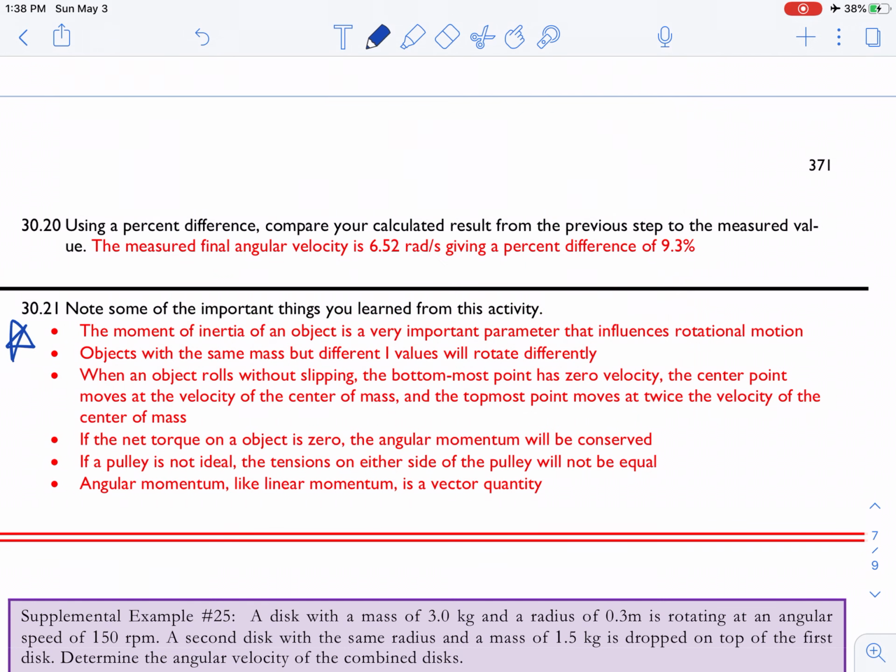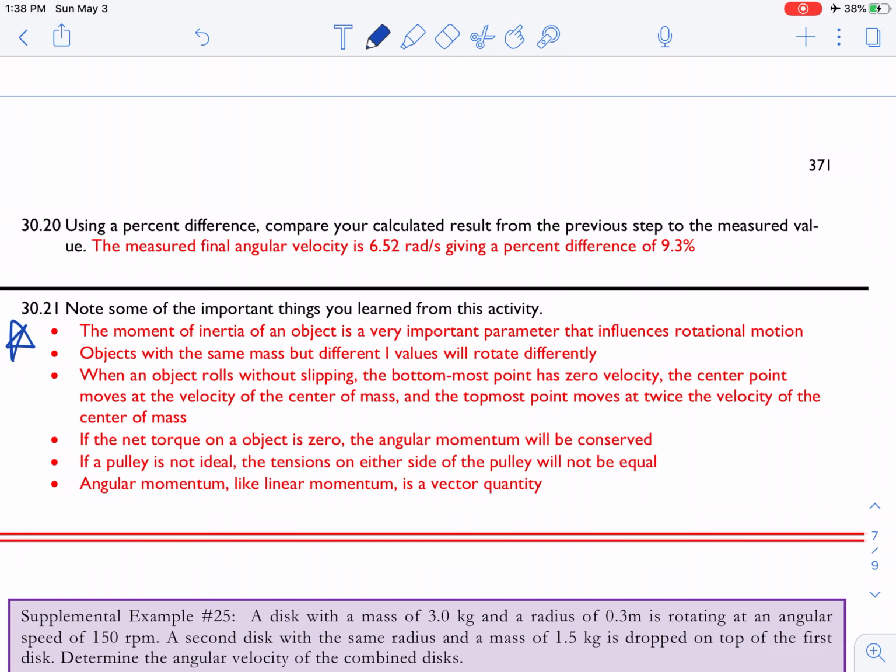And here again, we have the summary. So what did we learn? The moment of inertia of an object is a very important parameter that influences rotational motion. An object with the same mass but different moment of inertia values will rotate differently. When an object rolls without slipping, the bottommost point has zero velocity, the center point moves at the velocity of the center of mass, and the topmost point moves at twice the velocity of the center of mass. Think about that wheel that we considered when we investigated the combined motion.